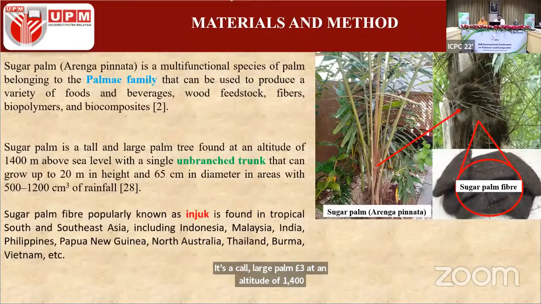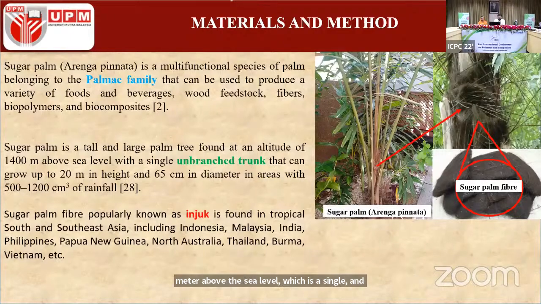Sugar palm is a tall, large palm tree found at an altitude of 1,400 meters above sea level, with a single unbranched trunk that can grow up to 20 meters in height and 75 centimeters in diameter, in areas with 500 to 1,200 millimeters of rainfall.